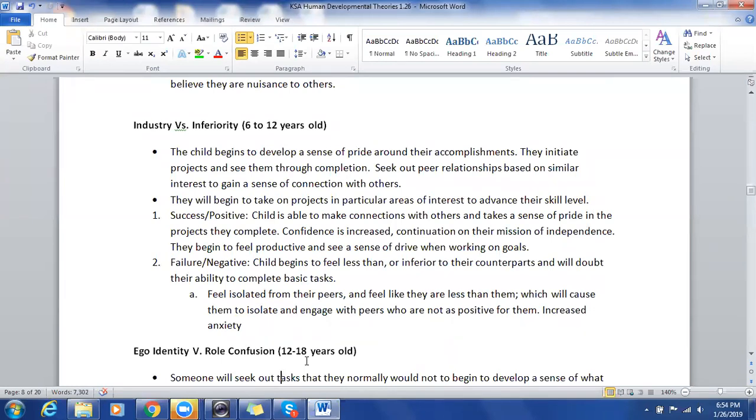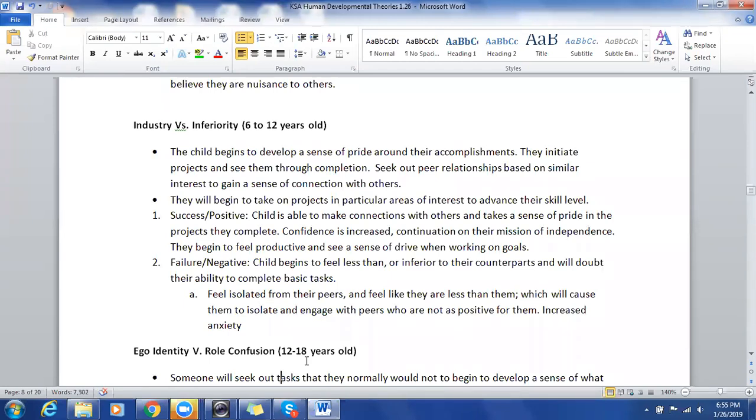Think of industry: a bunch of assembly lines and people needing to work together to develop a sense of common goal. They'll begin to take on projects in a particular interest area to advance their skill level or advance themselves. Success and failure here looks like: success is when a child is able to make connections with others and take a sense of pride in the projects they complete. Confidence is increased, as well as continuation of the task of desire, as they continue on their mission and become independent beings.